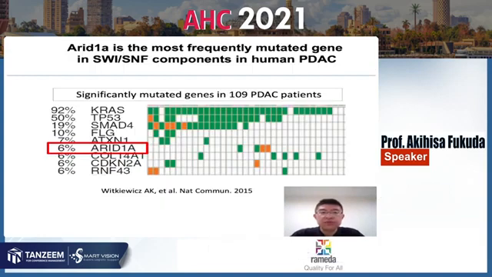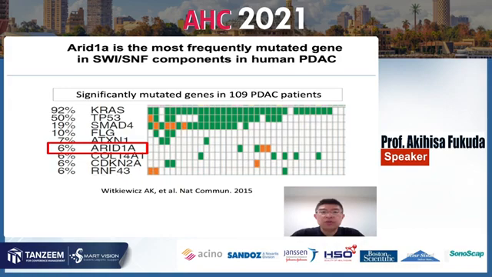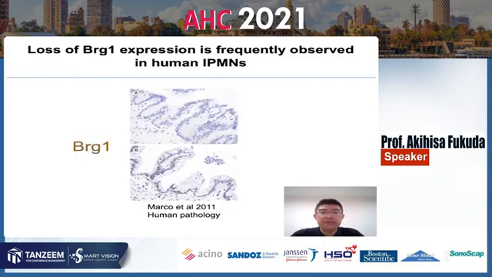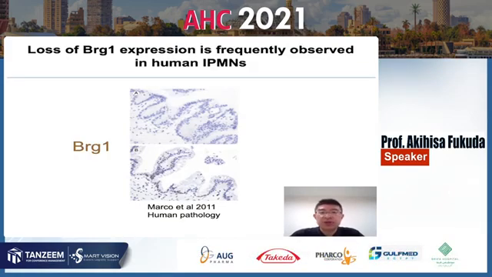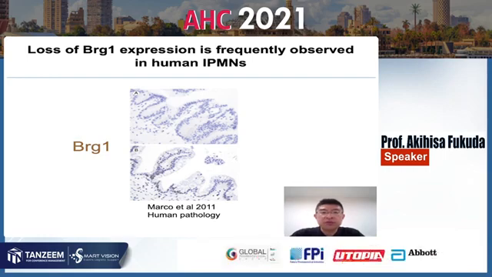This slide shows significantly mutated genes in human PDAC. Among components in the SWI/SNF complex, ARID1A is the most frequently mutated gene in human PDAC. Moreover, interestingly, a previous study shows that loss of BRG1 expression is frequently observed in human IPMNs. However, the functional role of BRG1 in pancreatic tumorigenesis was still unknown.